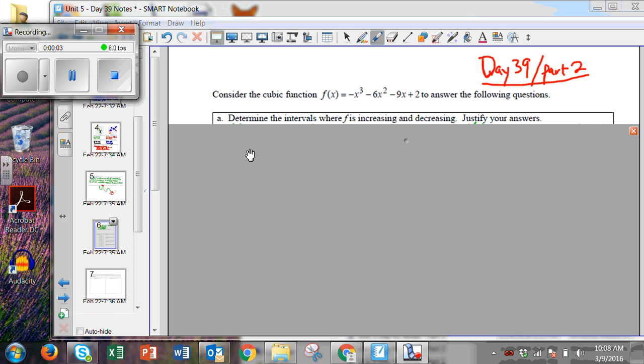Unit 5, Calculus, Day 39 Notes, Part 2. So now you have a cubic function, f of x. There's the cubic function. Determine the intervals where f is increasing and decreasing.